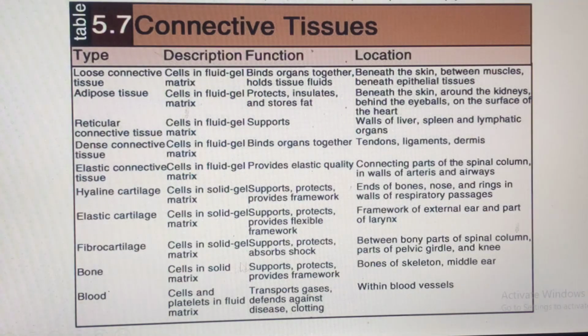We have the bone. Bone will be very important in providing support. Cartilage will be pliable. And then blood will be a very important transport medium.